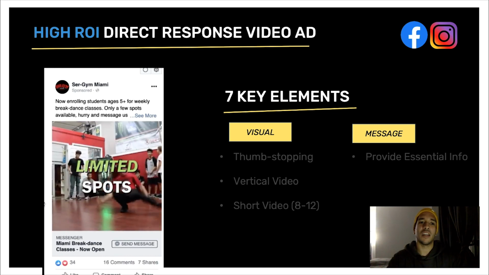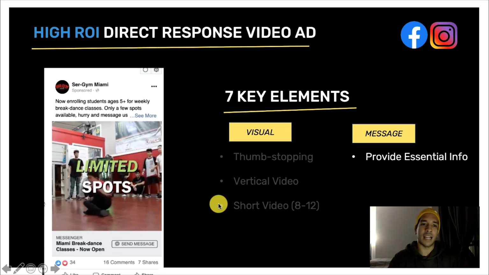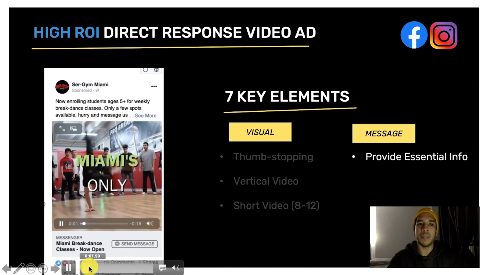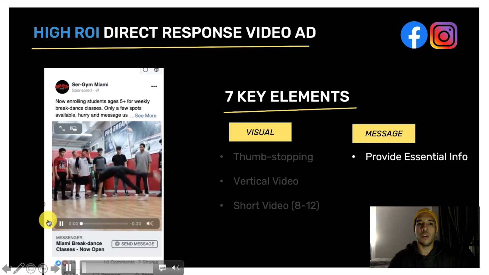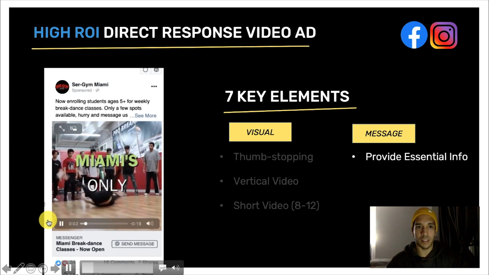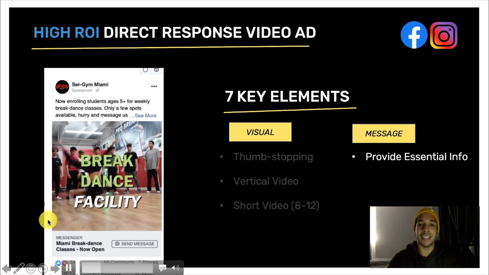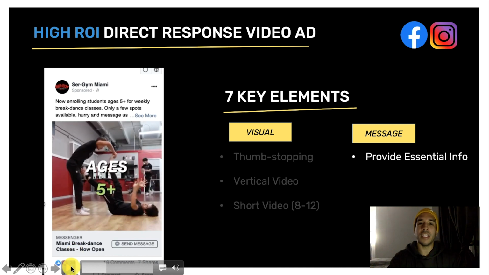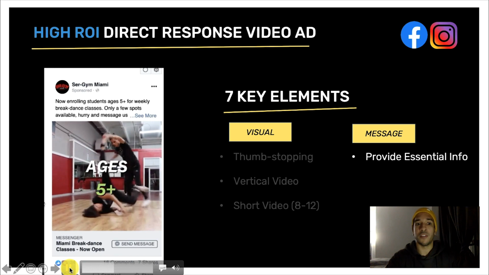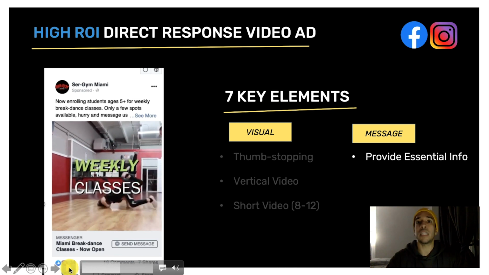And also one of the other pieces, actually, before I get into that, one of the other key pieces we say right in the beginning of the video, we say Miami's only breakdance facility. So they know we're in the local market. So already we've told them we're relevant to them because we're in the local market. It's ages 5 and up, so they know if it makes sense for their kid, and there's weekly classes. So we've given them a lot of essential information.